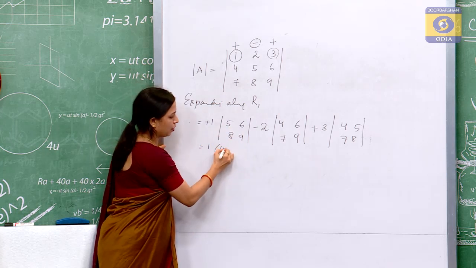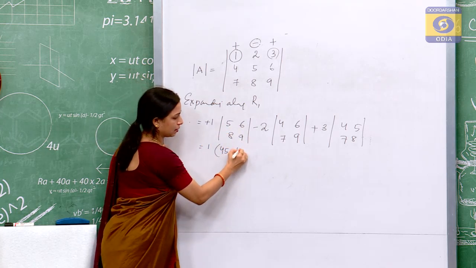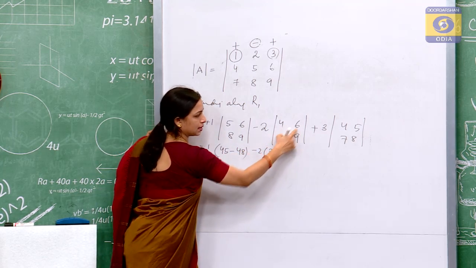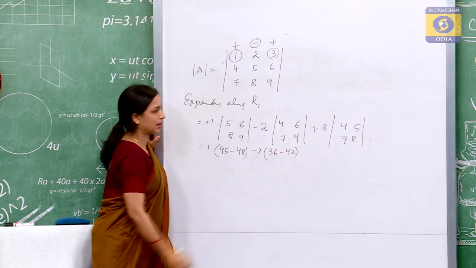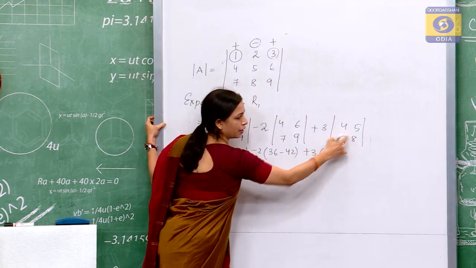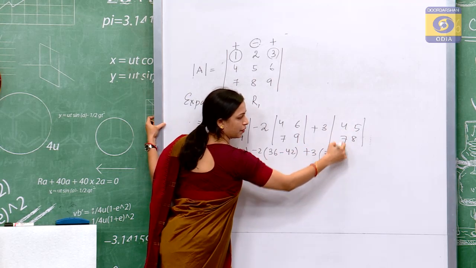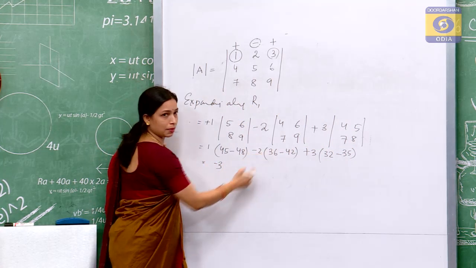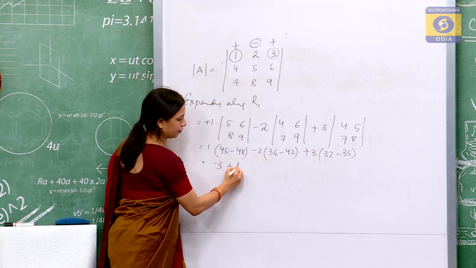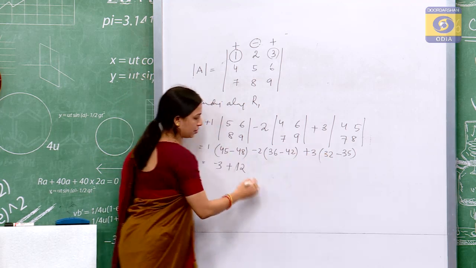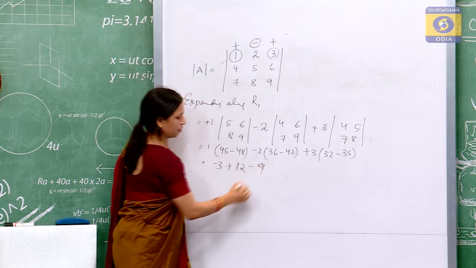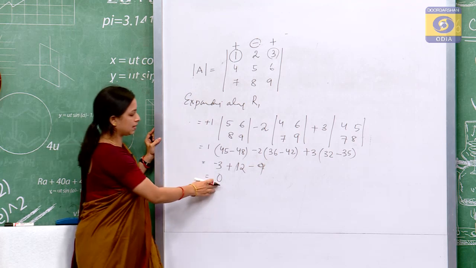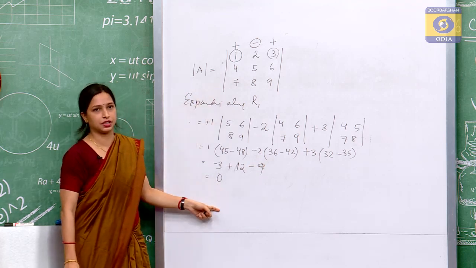So, 5 into 9, 45, 6 into 8, 48. Similarly, 4 into 9, 36, 6 into 7, 42. Again, 4 into 8, 32, minus 5 into 7, 35. So, we get minus 3, this is minus 2 into minus 6, so plus 12, and this is 3 into minus 3, minus 9. So, the resultant is 0. This is the value of the determinant.